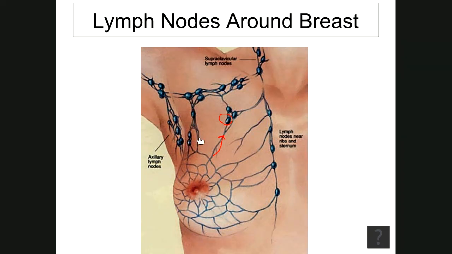This is the end of part 1 of your lymph notes.